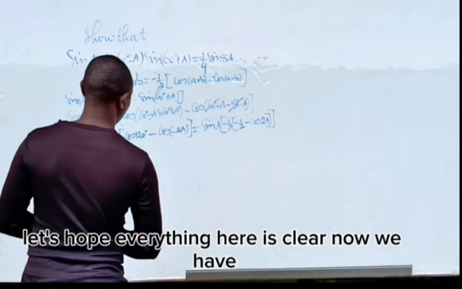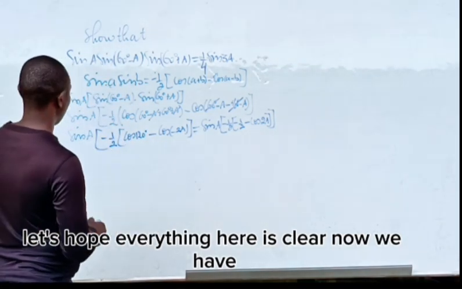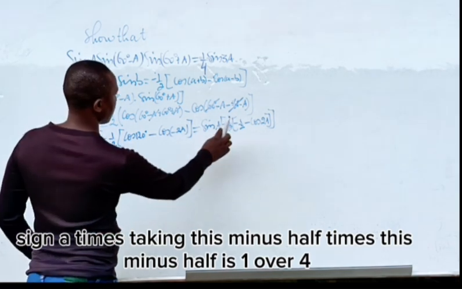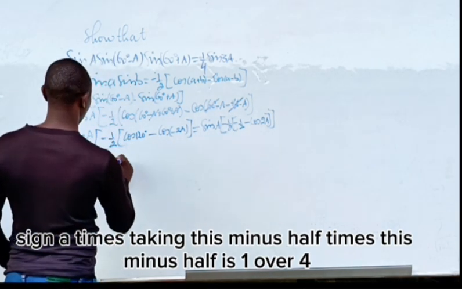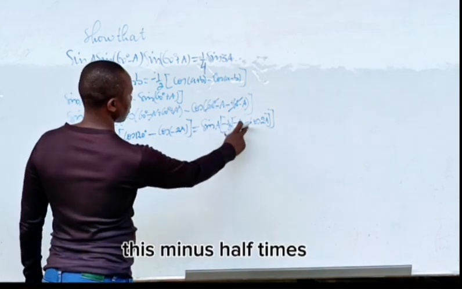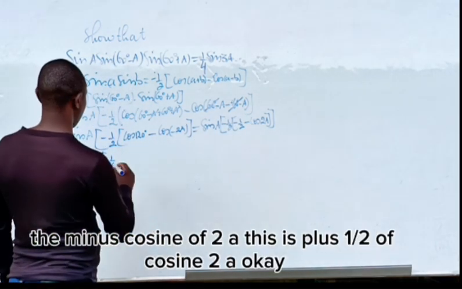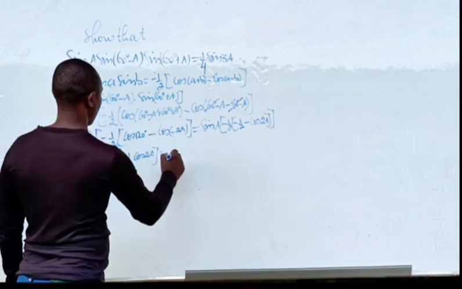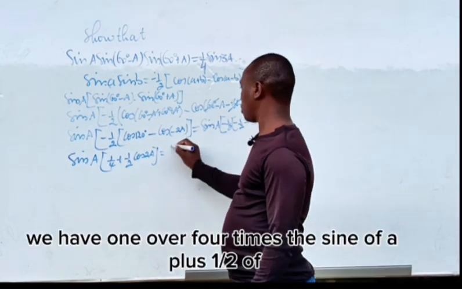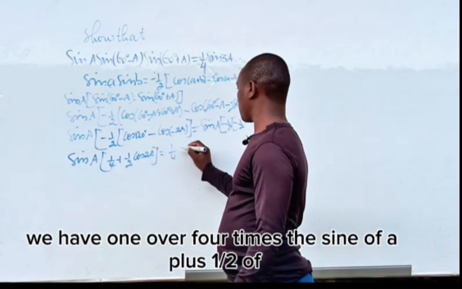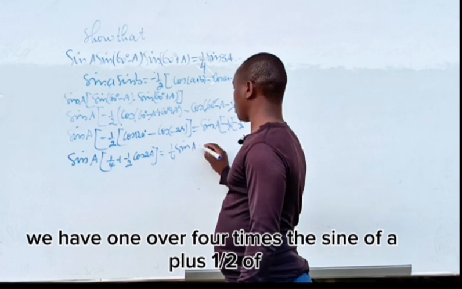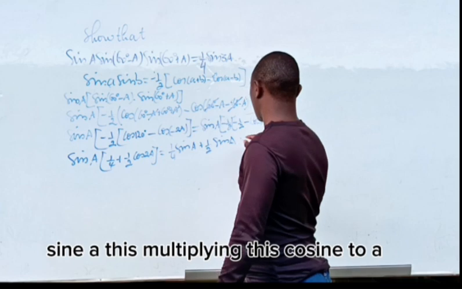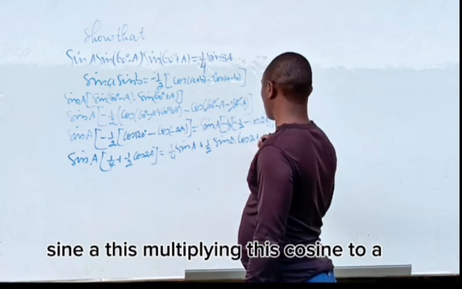Okay, let's hope everything here is clear. Now we have sine A times, taking this minus half times this minus half is 1 over 4. This minus half times the minus cosine of 2A is plus a half of cosine 2A. Multiplying this sine A inside here, we have 1 over 4 times the sine of A plus a half of sine A times cosine 2A.